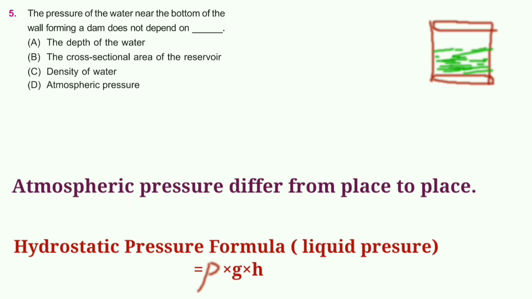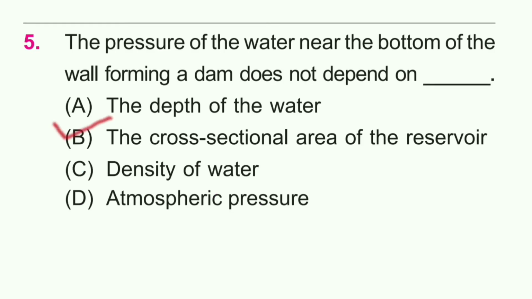So atmospheric pressure also affects the pressure of water near the bottom of the wall forming a dam. So option B is correct. The pressure does not depend on the cross-sectional area of the reservoir.